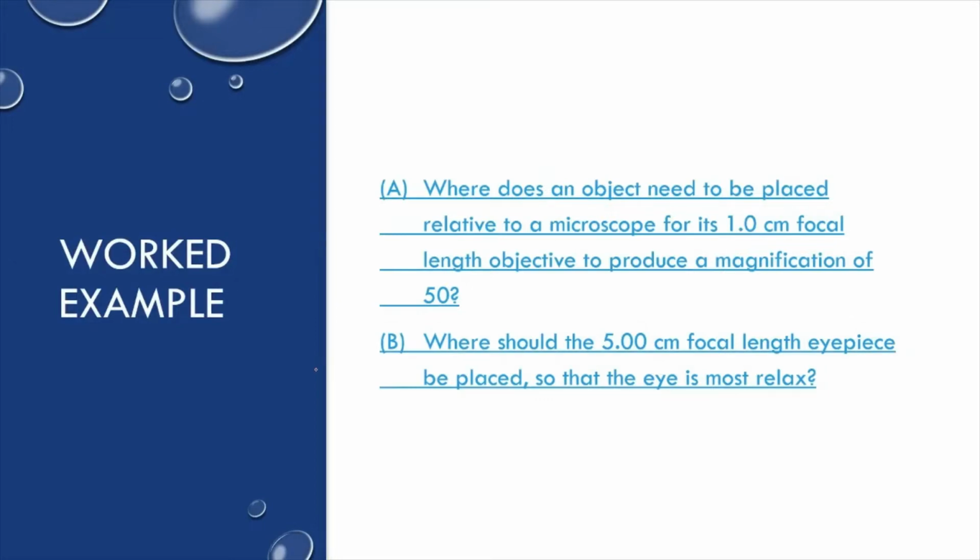Where does an object need to be placed relative to a microscope for its 1 cm focal length objective to produce a magnification of 50? From the problem we know that MO, or the magnification of the objective lens, equals 50. The focal length of the objective lens is 1 cm.